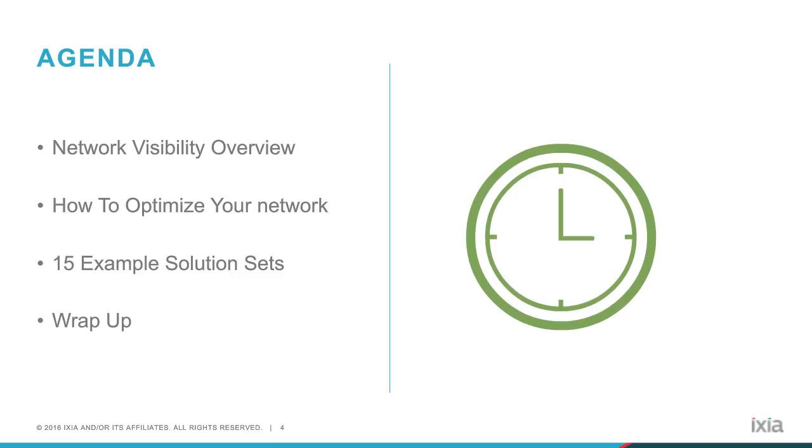Okay, thank you, Michael. Hello, everyone. Here's the agenda for today's webinar. First, I'll provide a brief overview of network visibility to give everyone a level set. Then I'll start the discussion on how you can use visibility solutions to optimize your network. After that, my colleagues and I will present 15 different solution sets and show you how to get the most benefit from each one. Finally, we'll wrap things up and give you a chance to ask some questions.